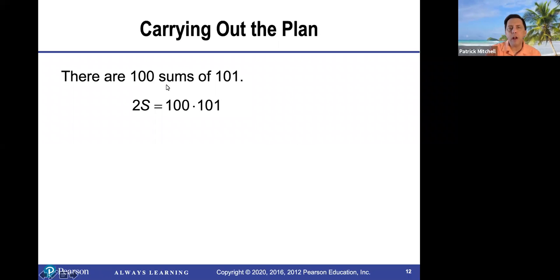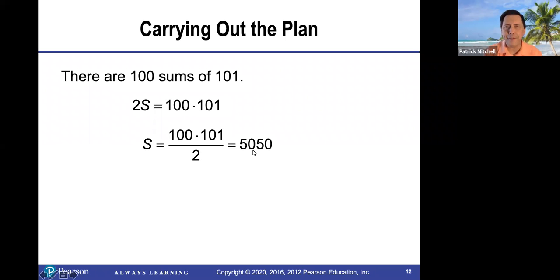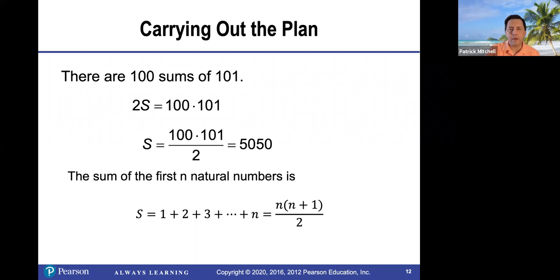So again, since there are 100 sums equal to 101, that means that 2S is equal to 100 times 101, and that means that S is equal to 100 times 101 divided by 2, which you can check works out to 5,050. So here's the formula, because we're going to use it again in a little bit. The sum of the first n natural numbers is given by this formula. 1 plus 2 plus 3, all the way up to n is equal to n times n plus 1 divided by 2.